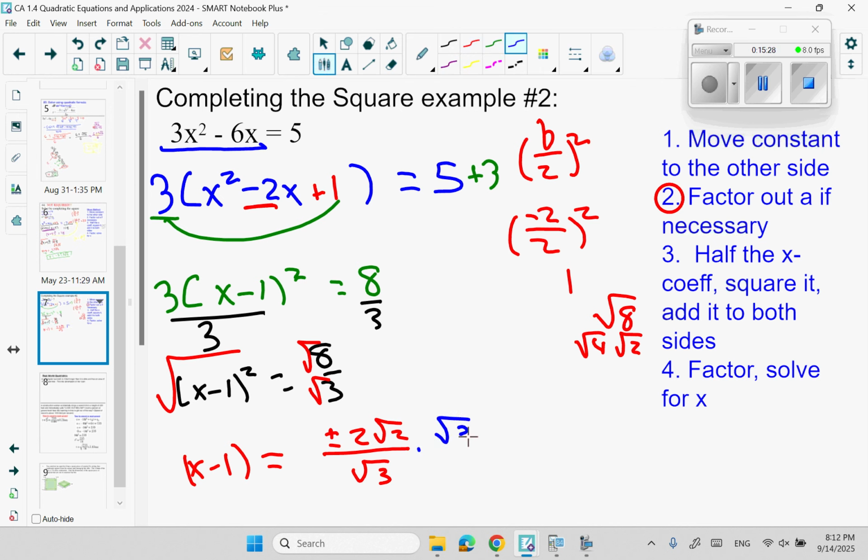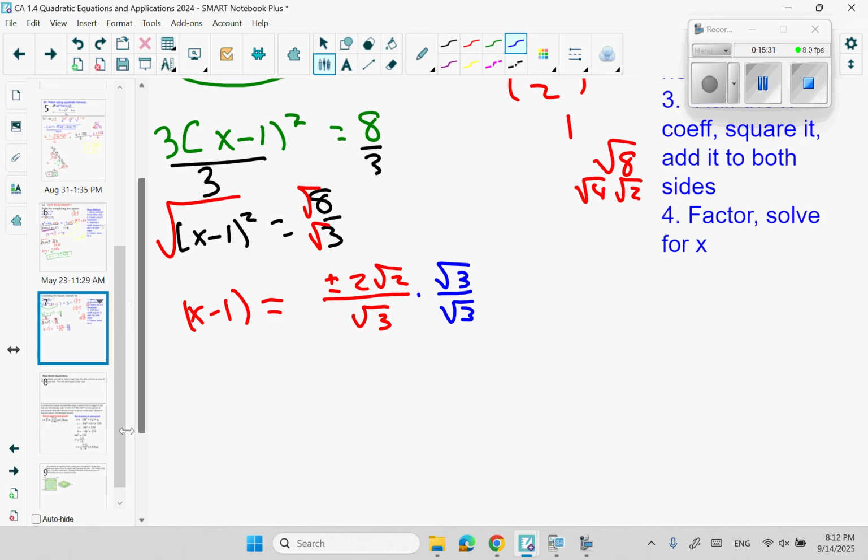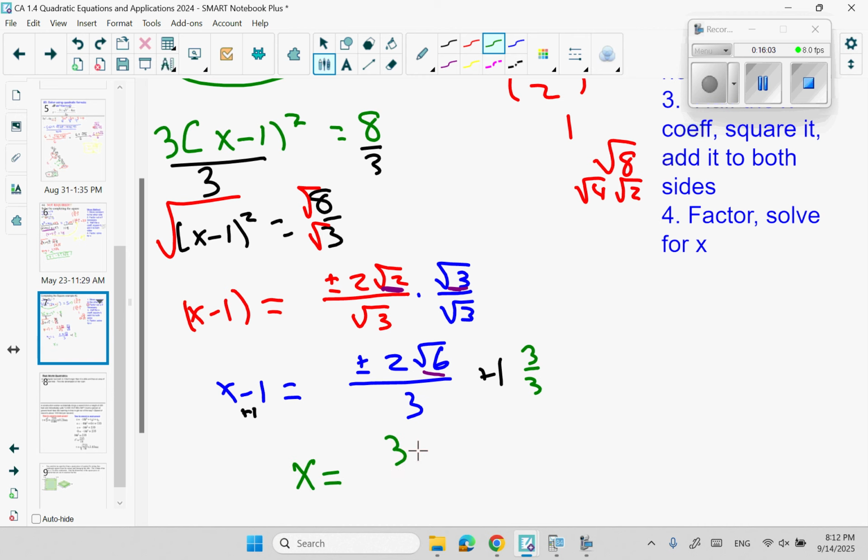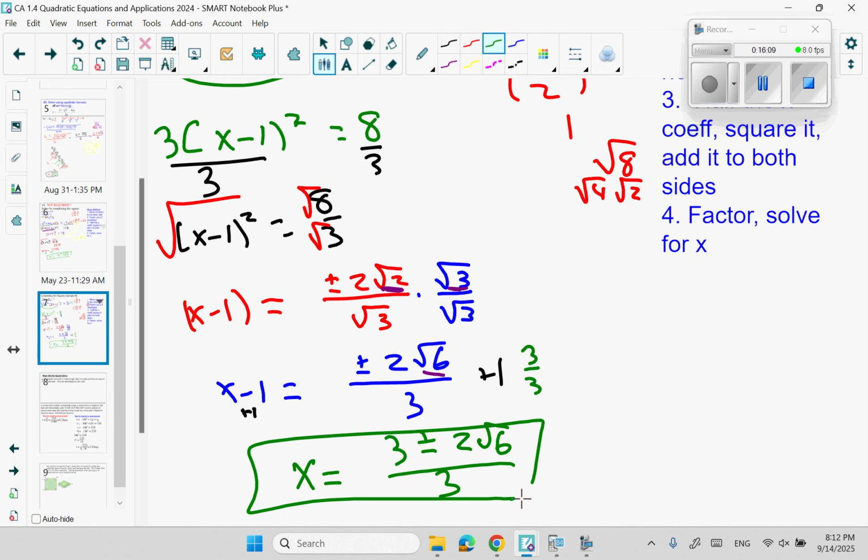We have to rationalize the denominator. So x minus 1 equals plus and minus 2 square root 6 over square root 9, so 3. Because remember, anytime you have radicals with the same thing, you can just multiply them. So square root 2 times square root 3 is square root 6. And of course, we can add 1 to both sides. I want to add it to this fraction, so this needs to be a common denominator. So that would be 3 over 3, which I'm going to put right there. So we get x equals 3 plus or minus 2 root 6 over 3, which is exactly what we got 2 slides ago.